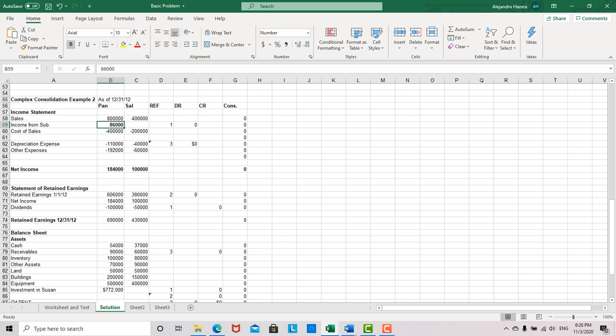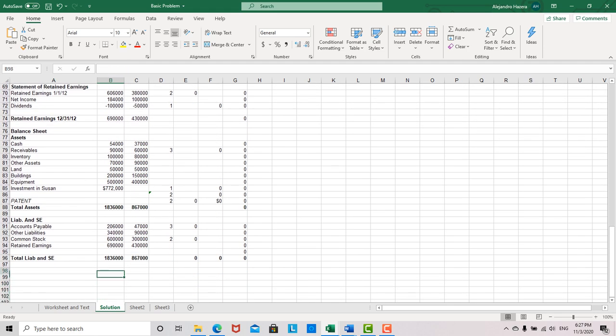The parent has income from sub of $86,000. Since there is an income from sub, the parent has used the equity method. If not, it would be 0, because income would always have been closed to the parent's retained earnings. But the parent had income from sub of $86,000, and also the parent has an investment account of $772,000, which was obtained using the equity method. So there are 2 accounts here that are the result of the equity method, and we assume that the parent has used it, and that you know about it.